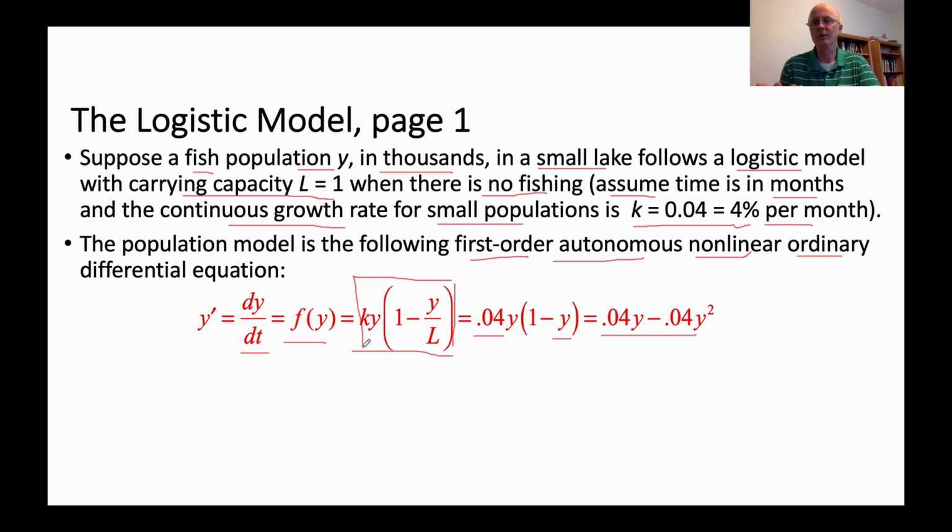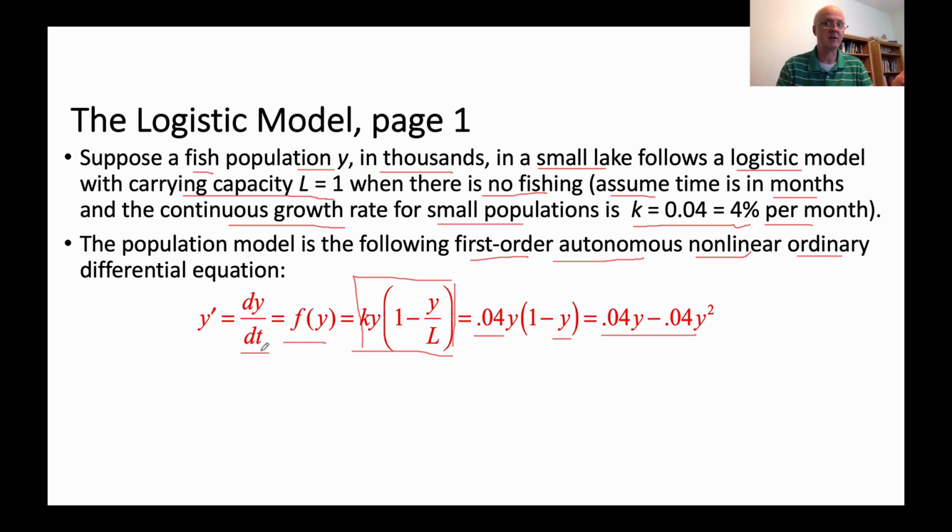When y is real close to 0, like 0.01 or 0.02 for example, y over L would be very close to 0, and 1 minus that will be very close to 1, making the product k times y times this very close to k times y. Now, of course, k times y is itself going to be a small number, but the more important thing is that would be a model, dy dt equals ky, that is an exponential growth model where the rate of change of the population is proportional to the population itself.